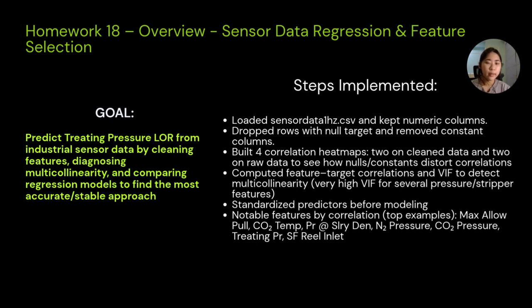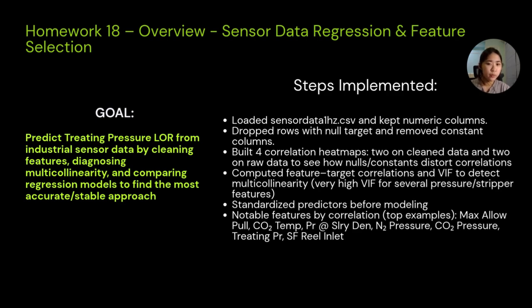And here are the steps that I have implemented, starting from loading the data as usual. And I also did two versions. One version with the heat maps where I drop rows with null target and remove constant columns. But I also did a heat map where I did not drop any null values or constant columns. So you can observe it in my full version of homework 18.